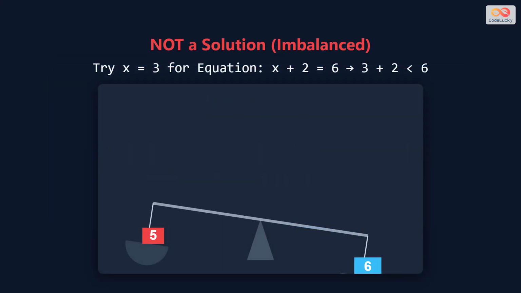Let's visualize this with a balance scale. Imagine our equation is x plus 2 equals 6. If we try the value 3 for x, we get 3 plus 2, which is 5. 5 is less than 6, so the scale would tip. It is not balanced, which means 3 is not the solution.